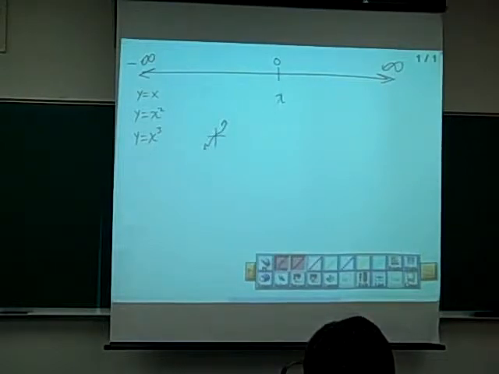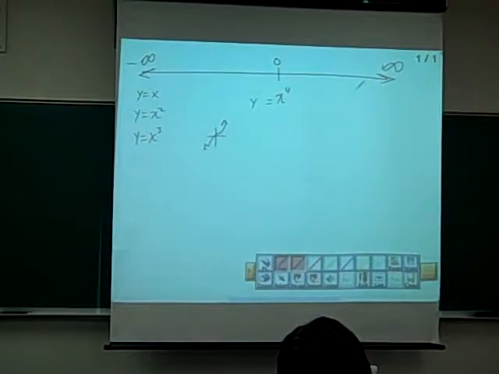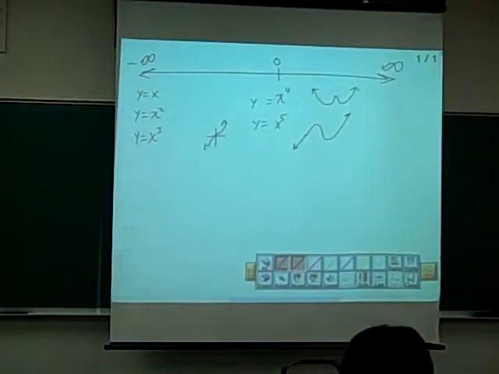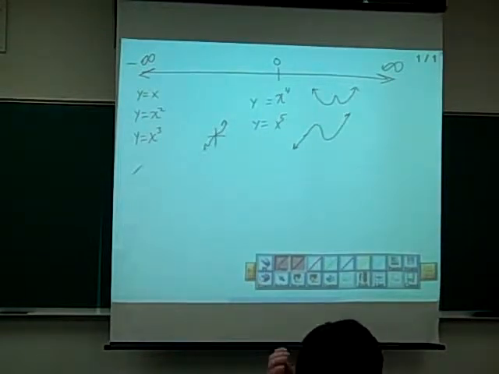And then you have x to the 4th, and so on, right? Because that'll kind of squiggle around, maybe something like that. Y equals x to the 5th. So any of those, it's going to kind of come around and kind of come down like that. So those are all going to be negative infinity to infinity. Okay? Now what is not negative infinity to infinity?